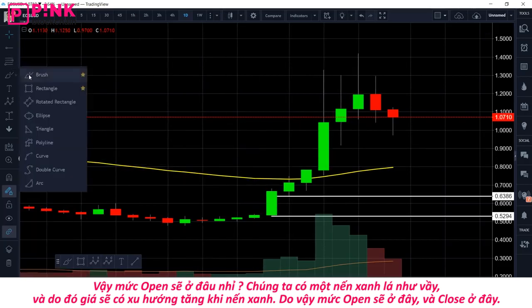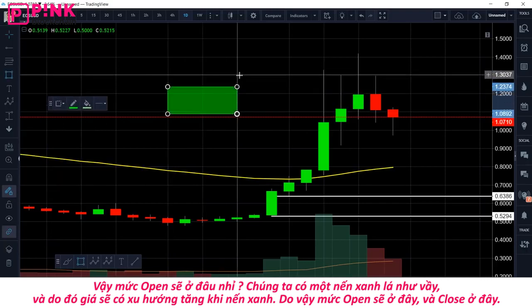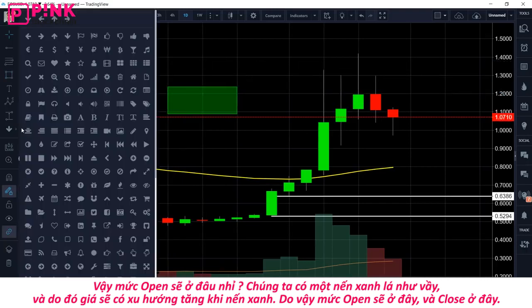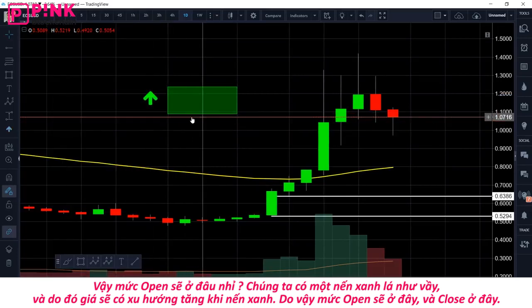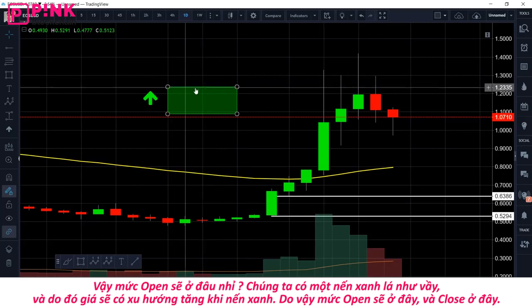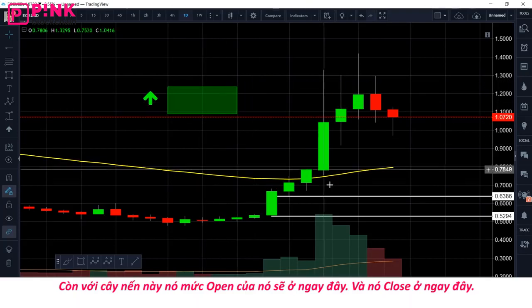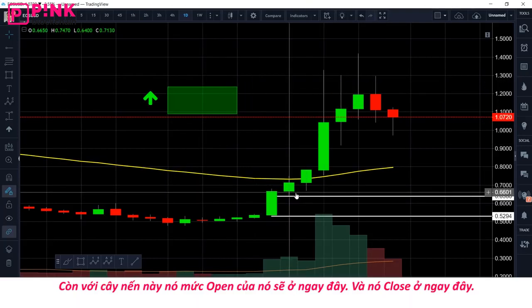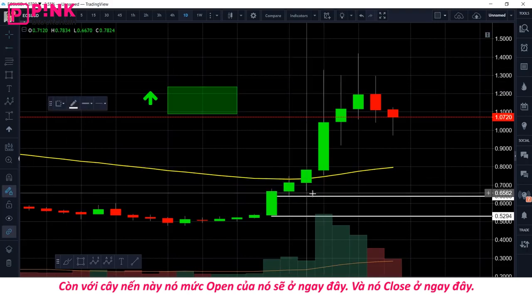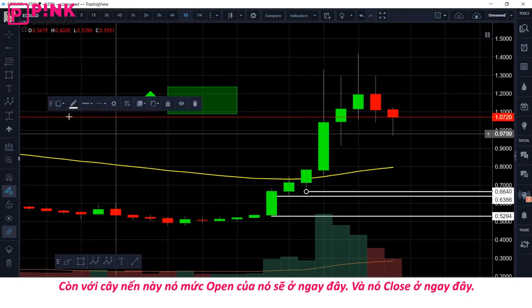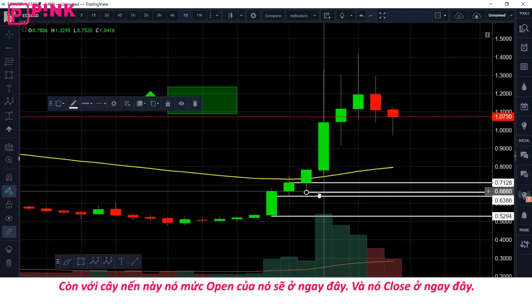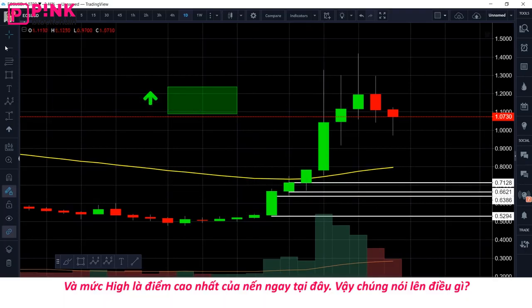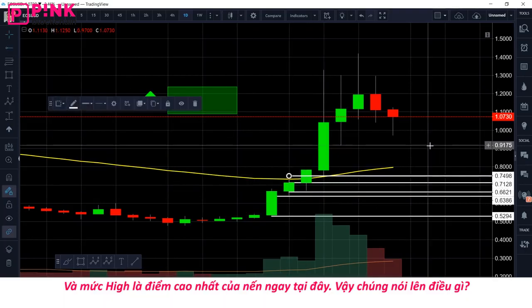Okay, now the open of the candle is what, guys? Now, if we have a green candle like this, okay, we always think of it going upwards, right? Where we count it up, up. So just think of the open here and the close here, okay? So where's the open, guys? It opened right there, okay? Right here, right? And where did it close? It closed right here, right? I'm going to draw closer so you guys see. And where's the high? The high is the highest point of the candle right there.